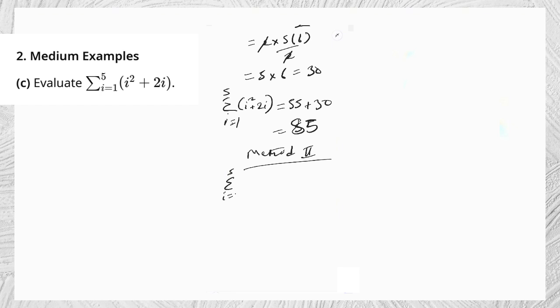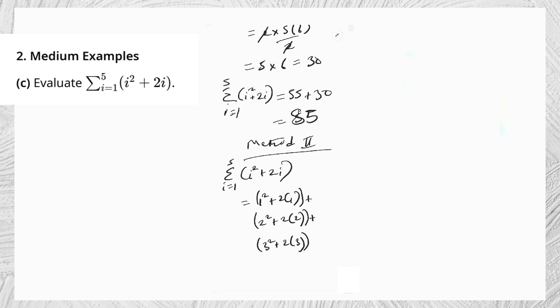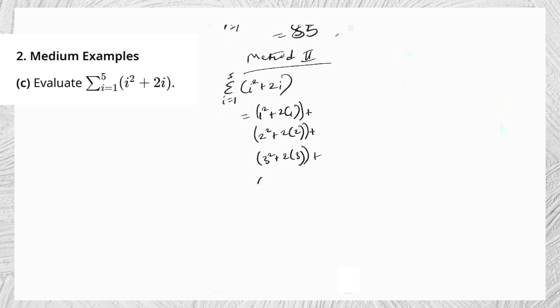So let us apply the second method, because we are summing up to 5, so it shouldn't be hard to solve since it's 5. All we have to do is substitute 1 up to 5 anywhere we find i. For the first one, you put 1 squared plus 2 times 1. The next one, you put 2 squared plus 2 times 2. For the next one, you put 3 squared plus 2 times 3. For the fourth one, you put 4 squared plus 2 times 4. And for the next one, you put 5 squared plus 2 times 5.